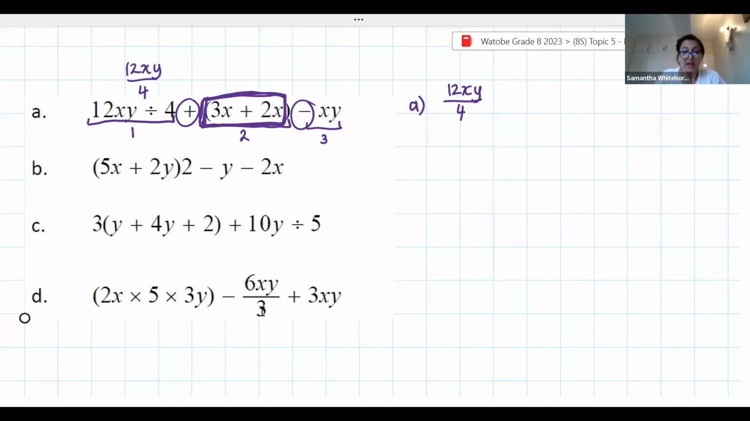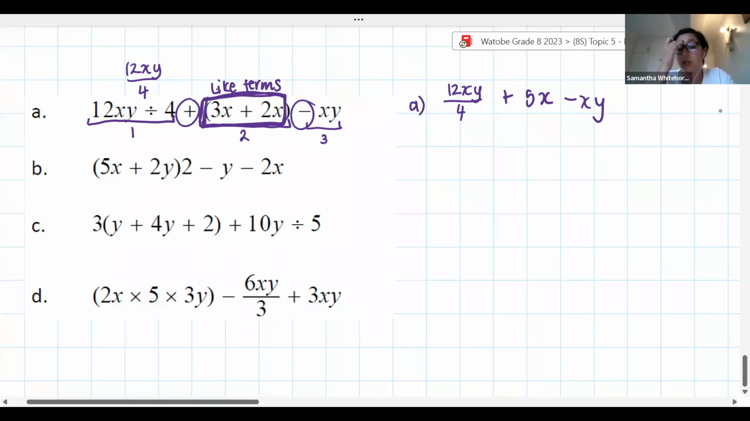Now, you don't have to add them. There's nothing wrong with adding them later. But remember, the goal is to simplify our terms. So we can simplify the second term by adding these like terms together. So 3x plus 2x actually just gives me plus 5x. And then I've simplified my second term. And then I have my third term of minus xy. So the only thing I have left to do now is simplify that fraction.